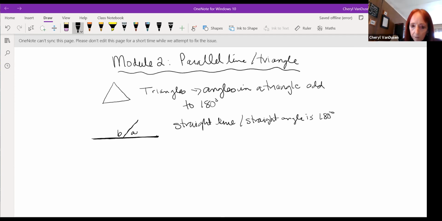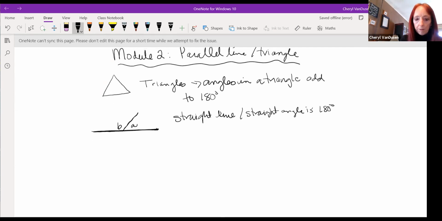Now, let's get into parallel line theorem. We'll talk about the different things that come up, and then we'll see if we can end off with some examples. I hope to not keep you too long.